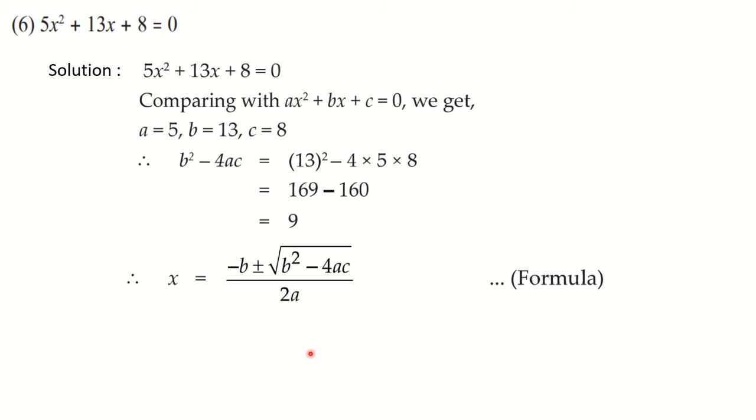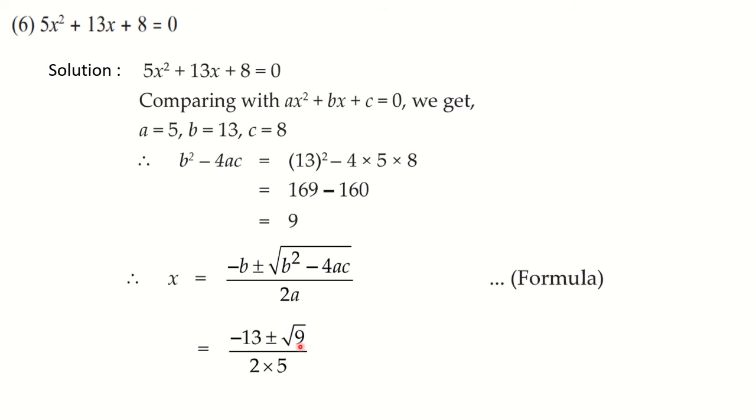Now the next step, to put the values. So let us put the values. Value of b is 13. So minus 13 plus or minus under root 9. See, we have found out the value of b square minus 4ac. And upon 2 into 5. Value of a is 5.